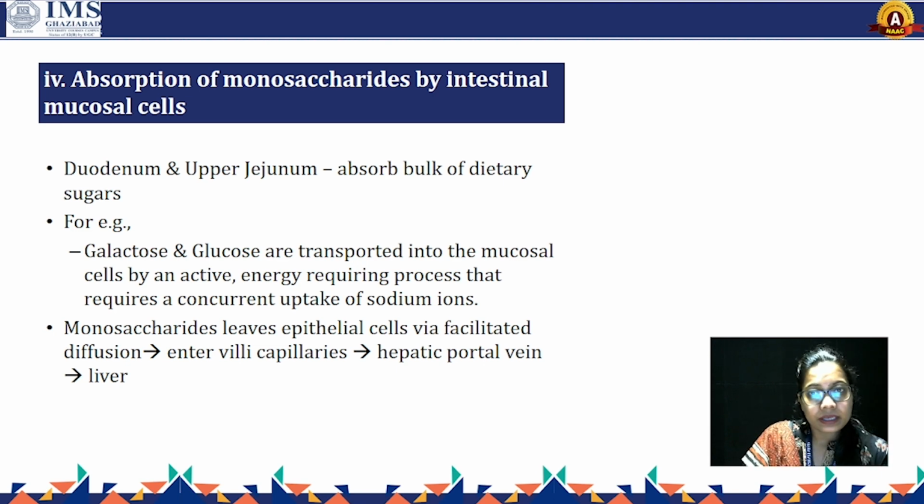Here again the major role is played by the duodenum and upper jejunum. These are responsible for absorbing the bulk of dietary sugars. For example, there are many monosaccharide units which directly diffuse from one part to another, from the apical part to the basement membrane, the basal part, whereas some need energy or a transporter molecule to cross the boundary.